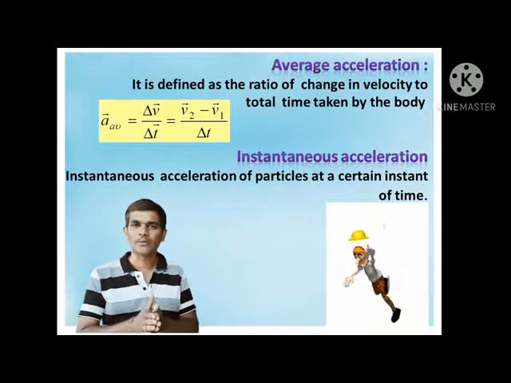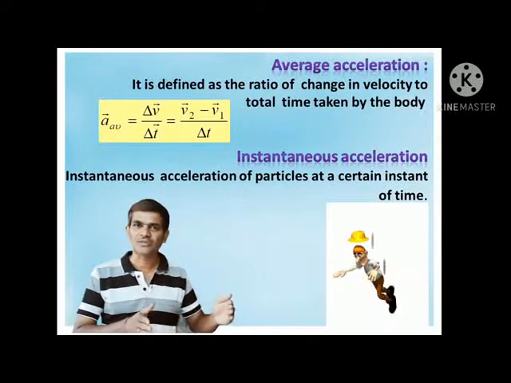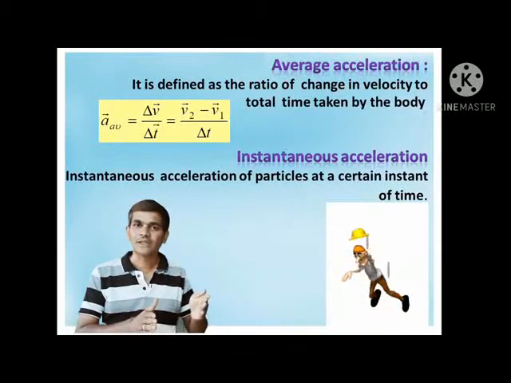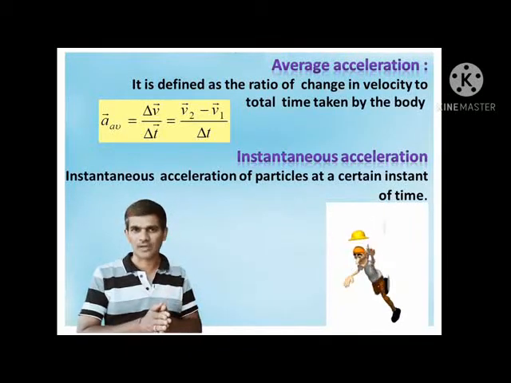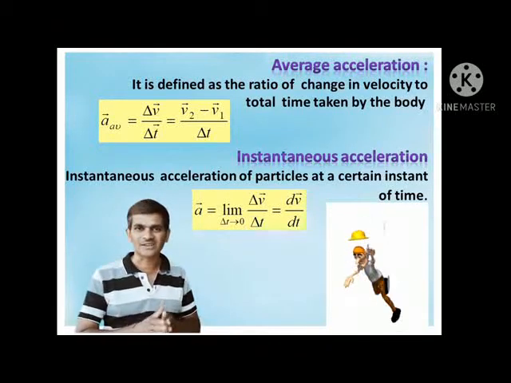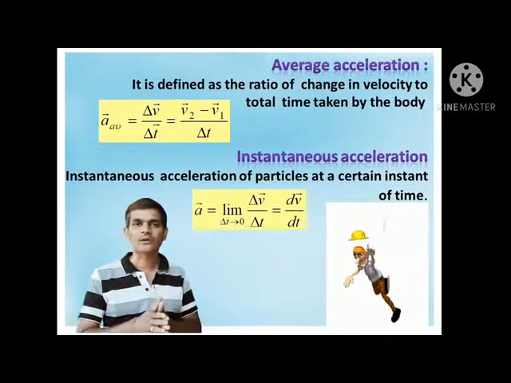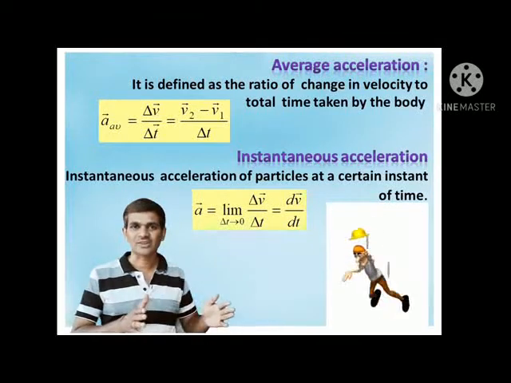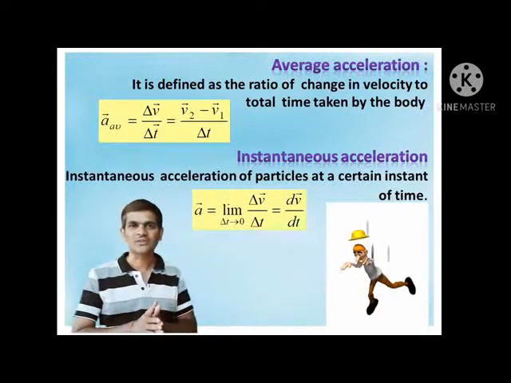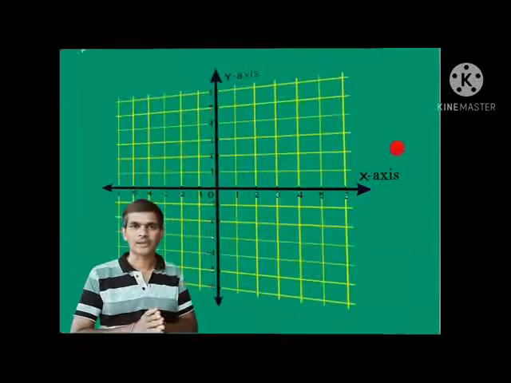Suppose one moving body is changing its velocity. The rate of change of velocity at a particular instant of time is called its instantaneous acceleration. These are the different types of accelerations for a moving body.